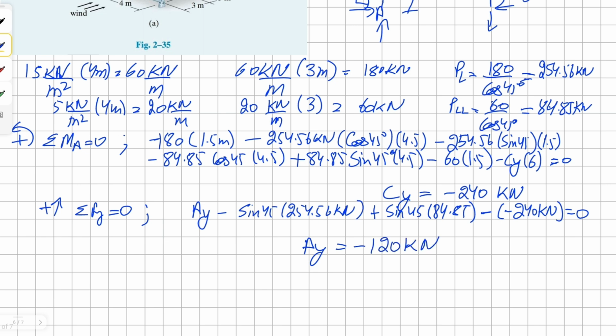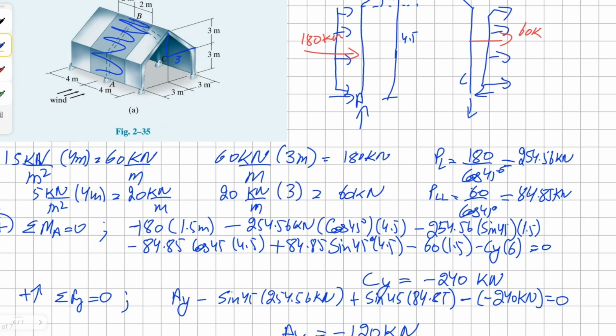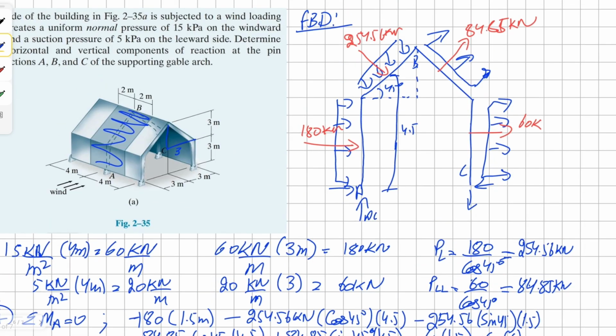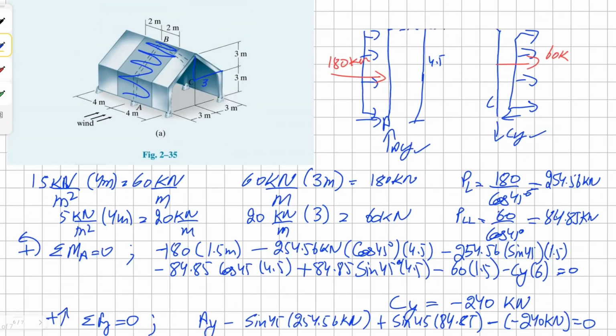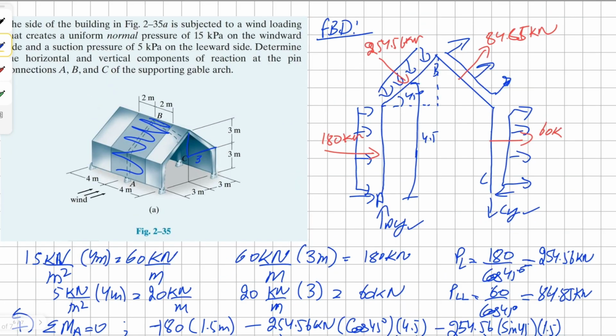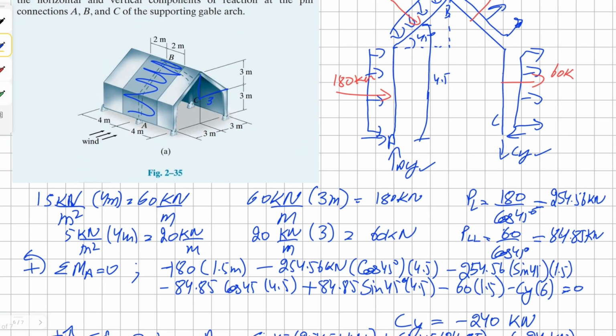So that means our assumption for the direction of the AY vector is wrong, but that's not a problem. As long as we keep track of our signs in our equations, we should be fine at the very end. Okay, so now we have AY and we have CY. There is nothing else we can do for now, so let's cut this structure in half, or in sections.